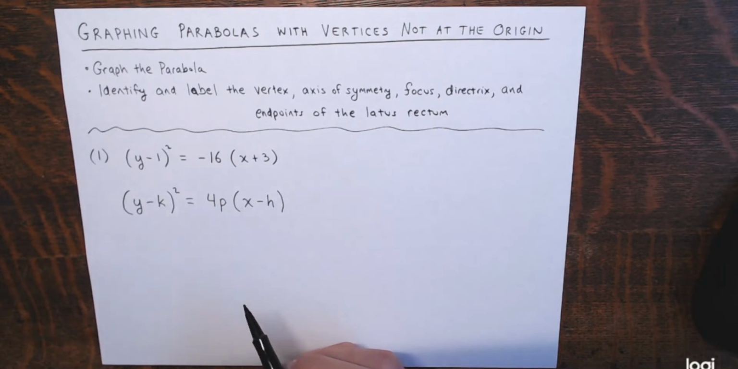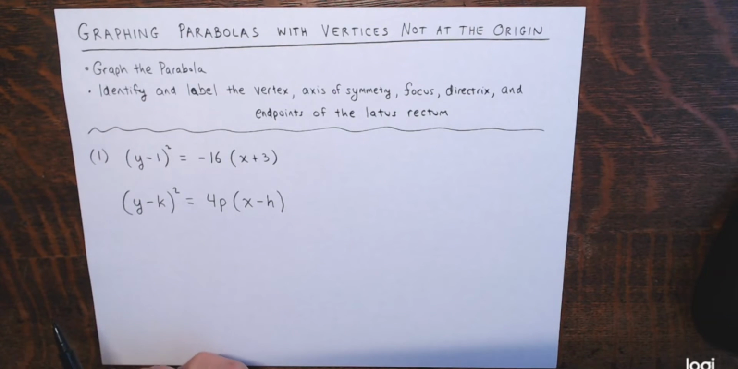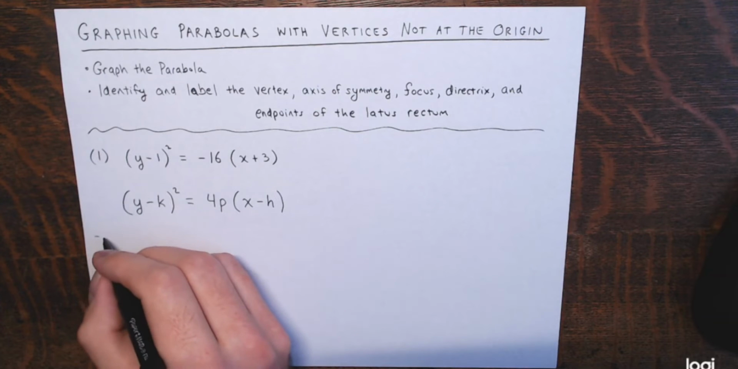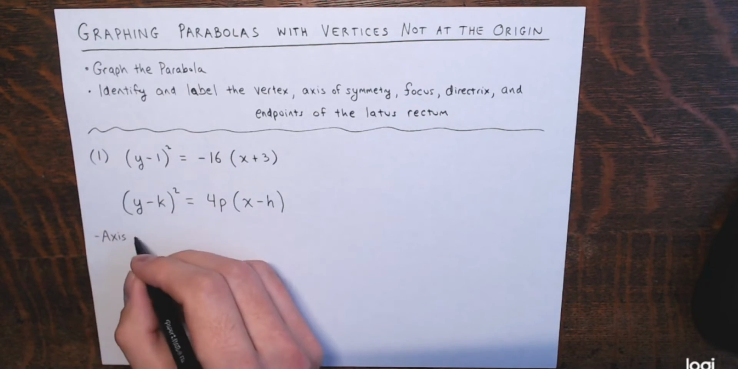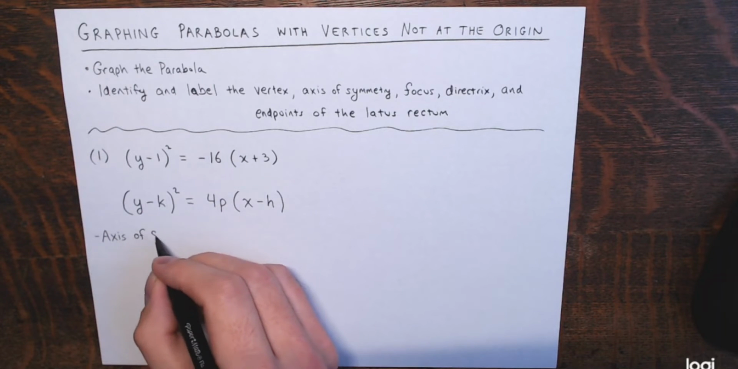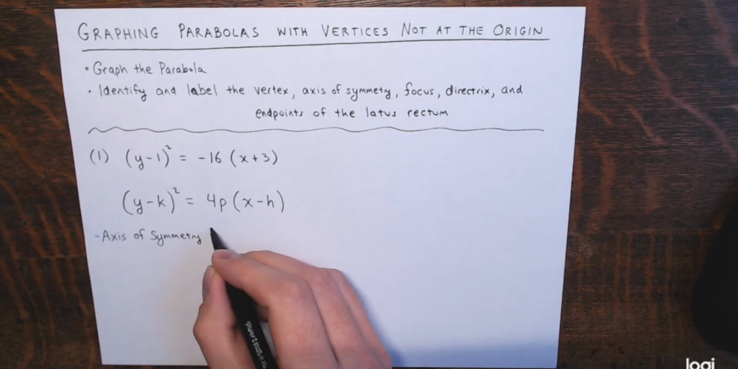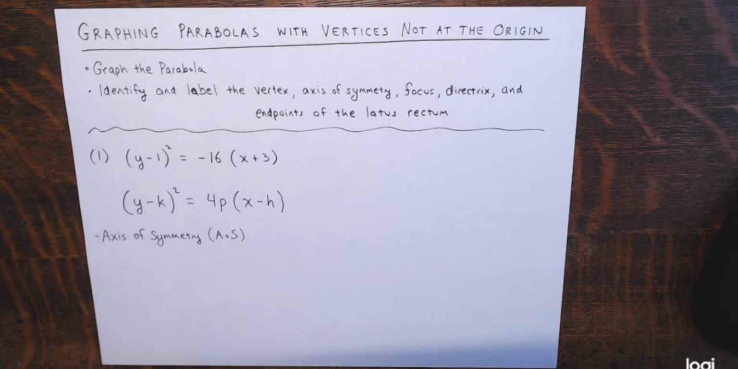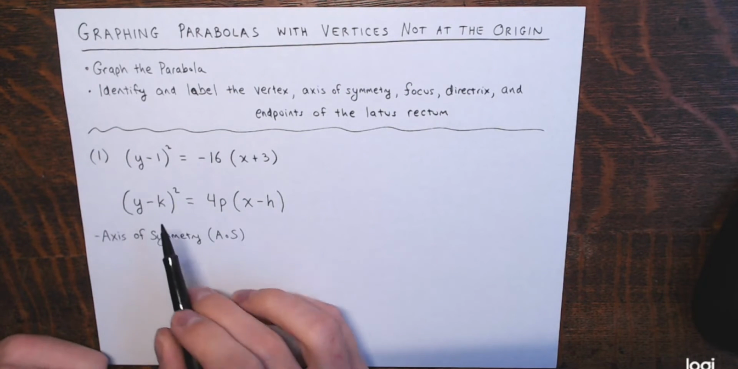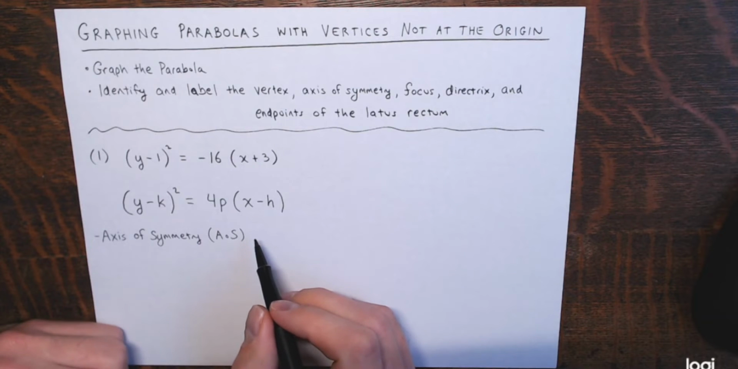So if it's in this form, again where the y is squared and the x is not, I know right away that when I draw this, the axis of symmetry, which I'll abbreviate as AOS, like this, axis of symmetry. If the y is squared and x is not, the parabola is going to have an axis of symmetry that's horizontal.